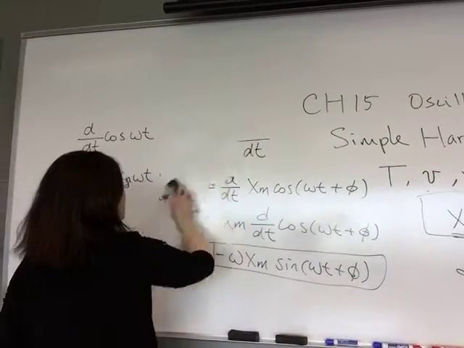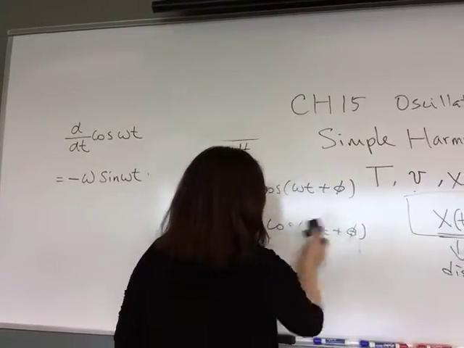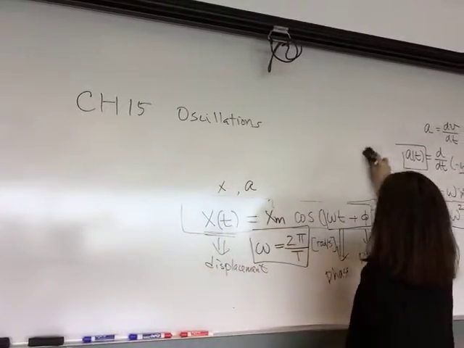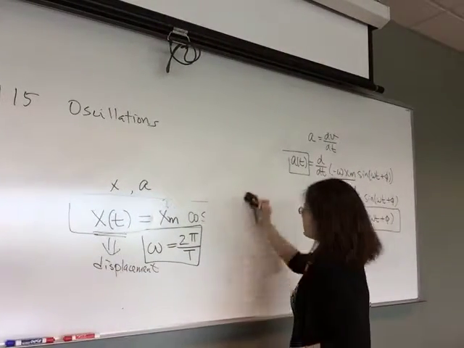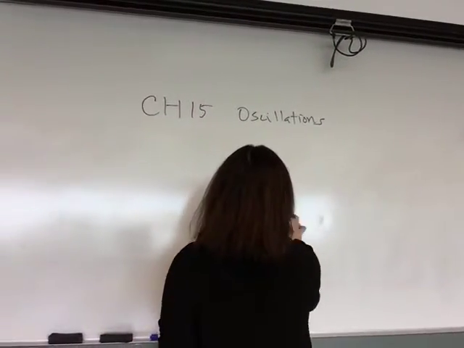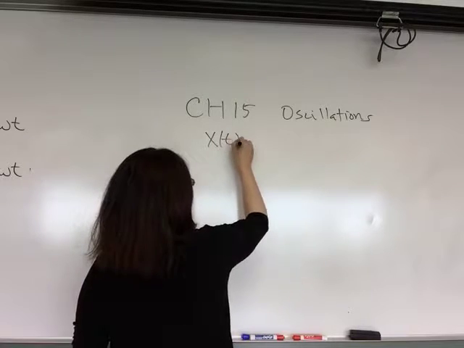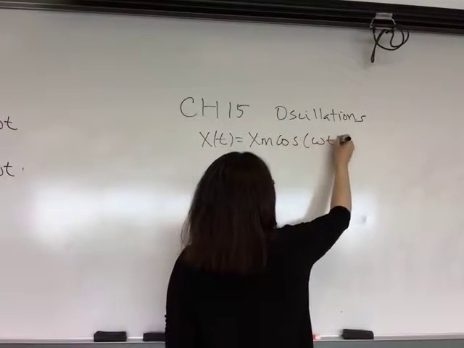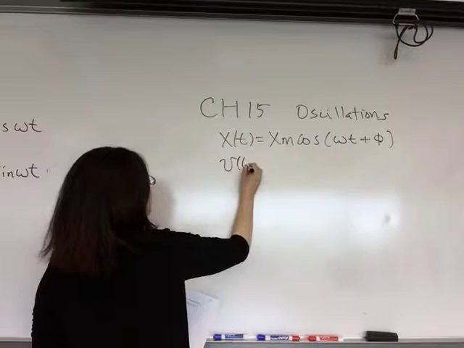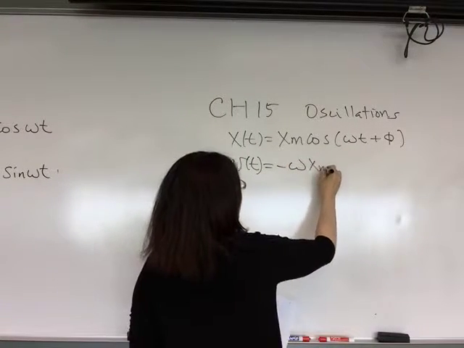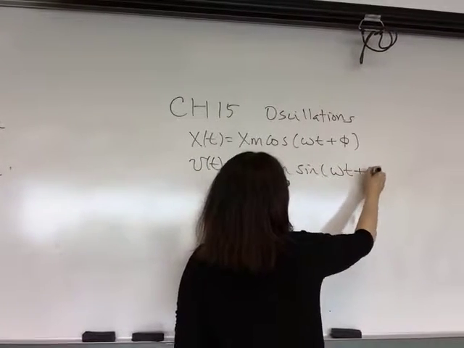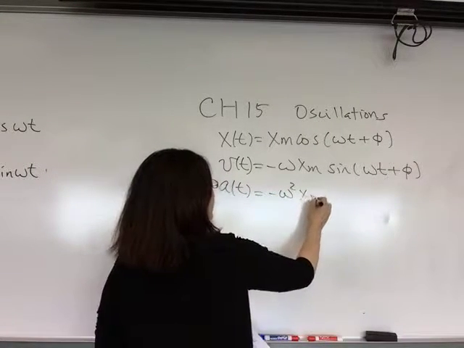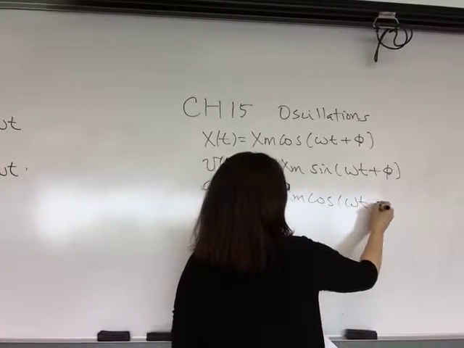So let me just rewrite it. Put all these three expressions side by side, laid out together so that you can have a better appreciation of how each parameter is related to each other. As we mentioned, x of t is equal to xm cosine of omega t plus this. V of t is equal to negative omega xm sine of omega t plus this. And for the acceleration, you have negative omega squared xm cosine omega t plus this.